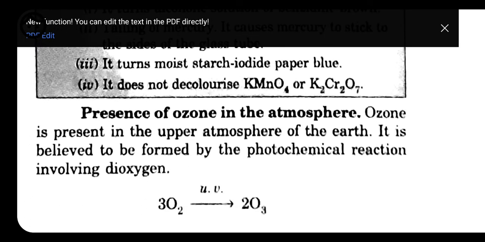Now, presence of ozone in the atmosphere. We know that ozone is present in the upper layer of the atmosphere, which helps to protect us from harmful ultraviolet rays reaching the earth directly.